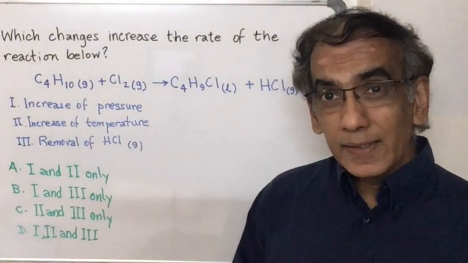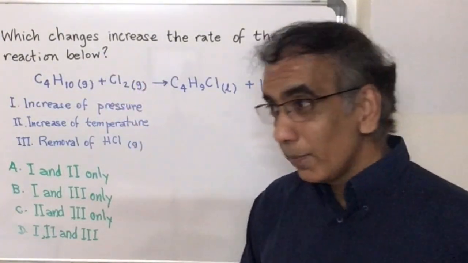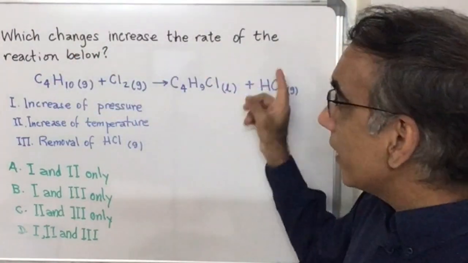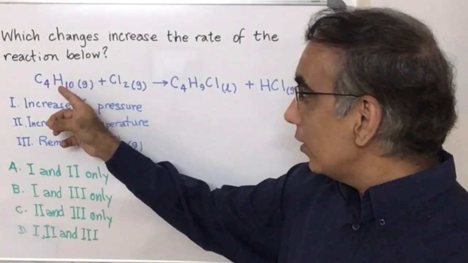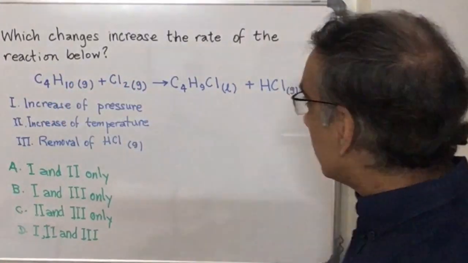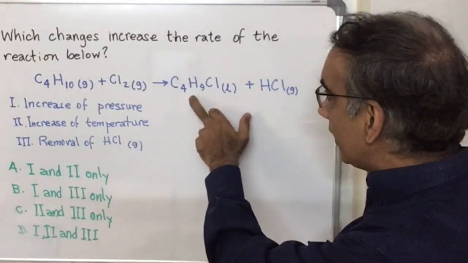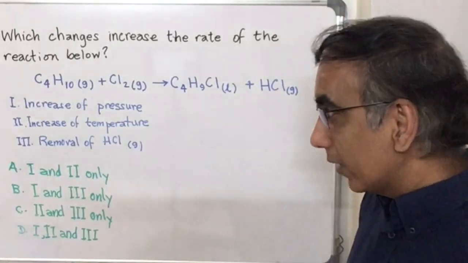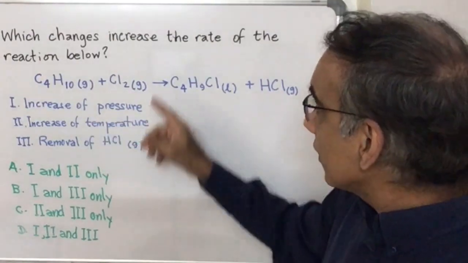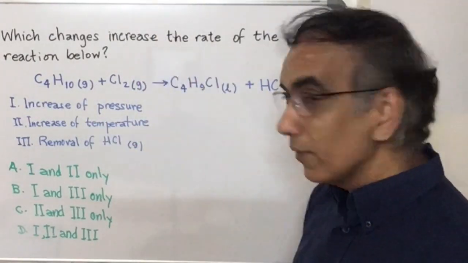Hello and welcome again. Today we look at this question from a past IB chemistry examination. Which changes increase the rate of the reaction below? And here you have butane reacting with chlorine, both of these in the gas state, to produce chlorobutane, a liquid, and hydrogen chloride gas. And the question is, which of these three changes would increase the rate of the reaction?